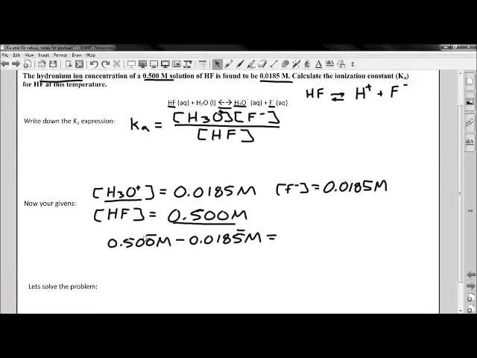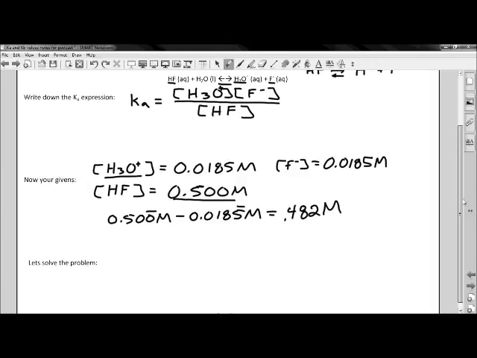Beautiful, thousandths place. Now, as you can see, my calculator's disappeared here, so I don't know what the number is, so I'm going to find the calculator real quick and punch those numbers in. Sorry about that. So, 0.500 minus 0.0185. Now this is going to give us 0.4815, and writing it properly, we're going to put 0.482 molar. We now have the concentration of our HF, our hydrofluoric acid, at the end.